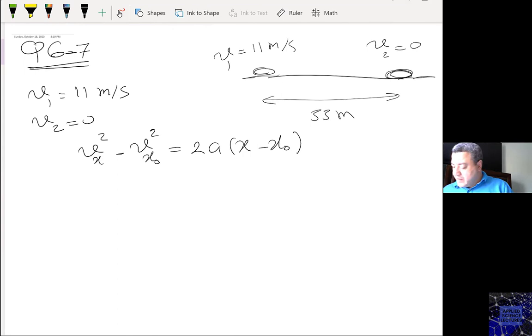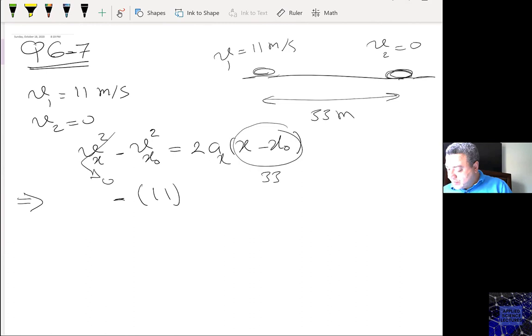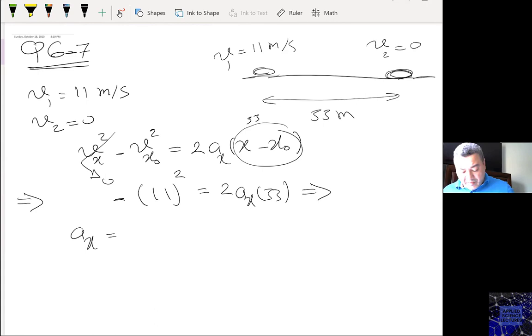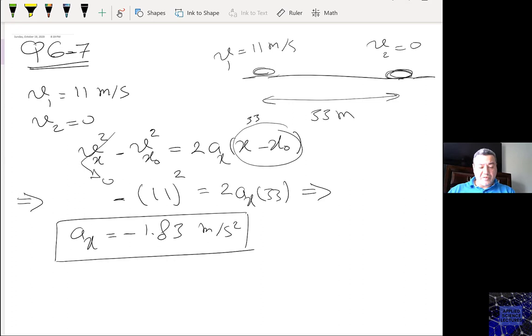So let me put this one as ax. Here I have this as zero. And I have this delta as 33 meters. So I have zero minus 11 squared equals 2 ax times 33, which means that ax, the acceleration, is minus 1.83 meters per second squared. So this acceleration is the one that caused the puck to come to a complete stop.